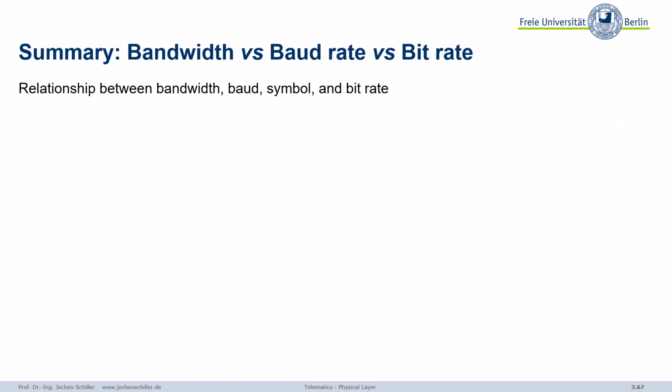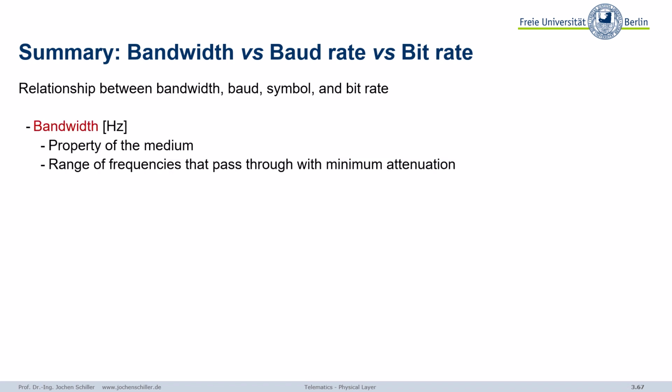To summarize this, we have learned the relationship between bandwidth, baud or symbol rate, and bit rate. Please remember, bandwidth is a property of the medium. So you transmit with a certain low attenuation a part of the spectrum over the medium. So that's the range of the frequencies, part of the spectrum. That's the bandwidth. We also learned bandwidth requirements of certain signals. And this has to match.